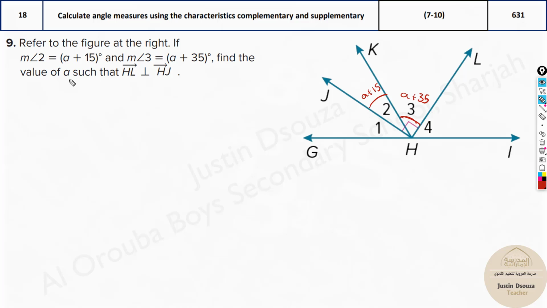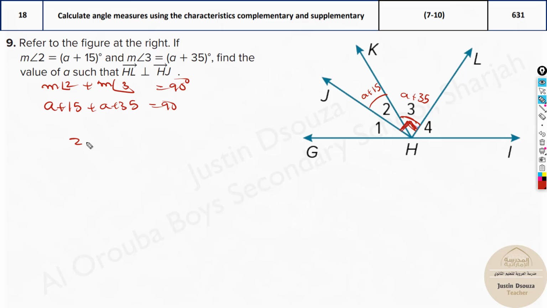And we need to find the measure of A such that HL is perpendicular to HJ. They have already given it's 90 degrees, so that's enough. We know this is 90 degrees. When you add this up, it must be 90. You should write the angle JHK plus KHL is equal to 90 degrees. Now, just measure of angle 2 plus measure of angle 3 equals 90 degrees, and then substitute it: A plus 15 plus A plus 35 equals 90.